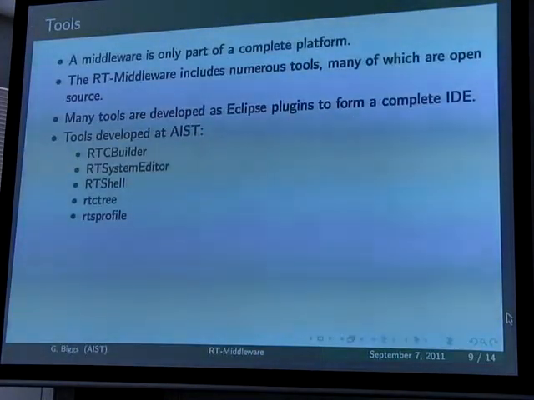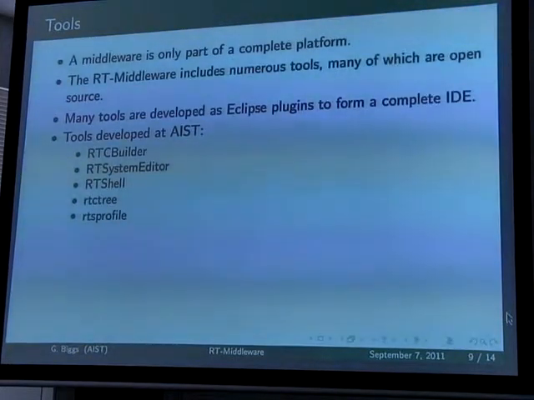So another part of the platform is the tools that go around it. Without tools your middleware is very hard to use, and it's not really a platform at all. So the RT-Middleware project includes numerous tools, many of which are open source. Today I'm going to talk about several of the tools that are developed at AIST. Not all of them, but several of them. And the ones I'll talk about are all open source tools.